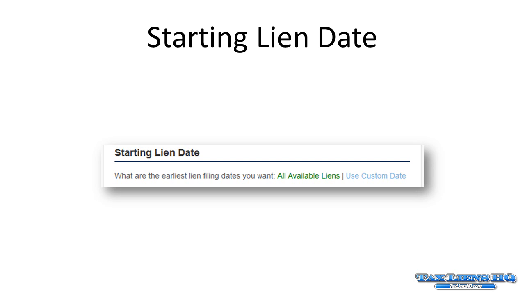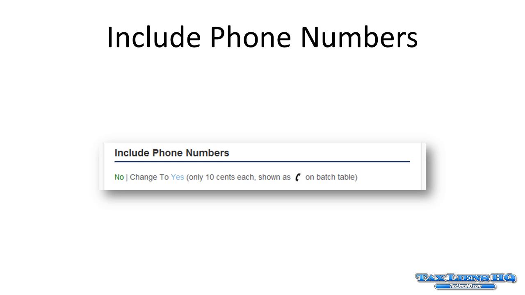Next thing you'll be able to select is the starting lien date. You can use liens from a certain date forward, or you can say all available liens in the system if you want to grab liens like that. In addition, you can decide whether or not you want to include phone numbers in your download, or if you just want the tax lien data without telephone numbers. We don't have phone numbers for every single lien in the system, so if you need phone numbers and you click on this link to say yes, include phone numbers, it will limit the number of tax liens that you possibly can download.